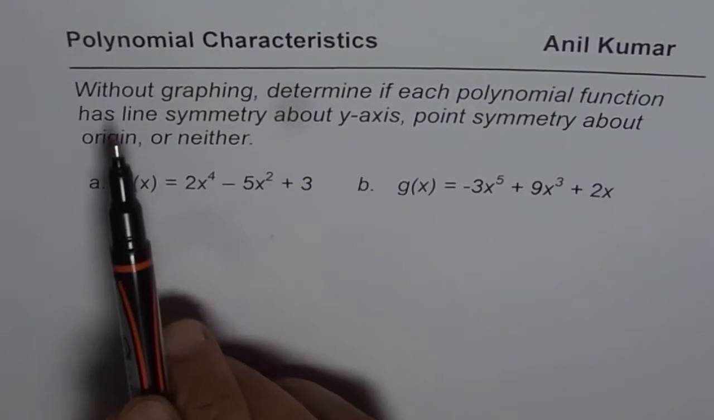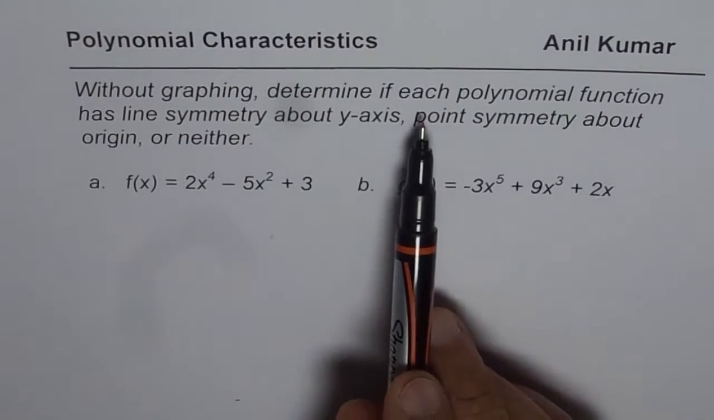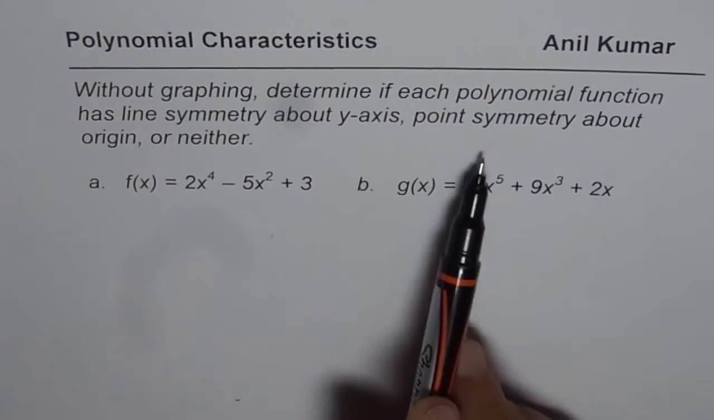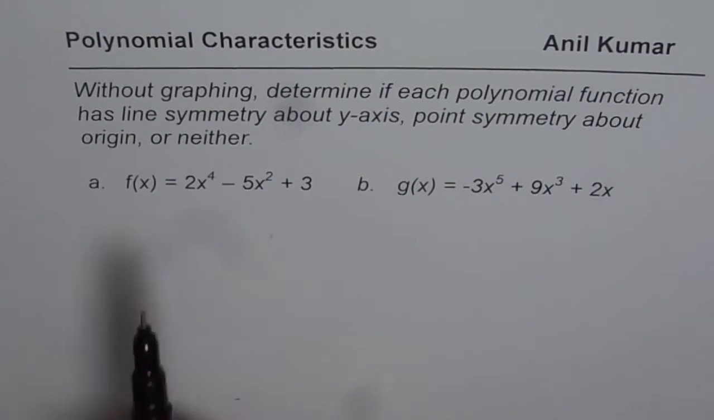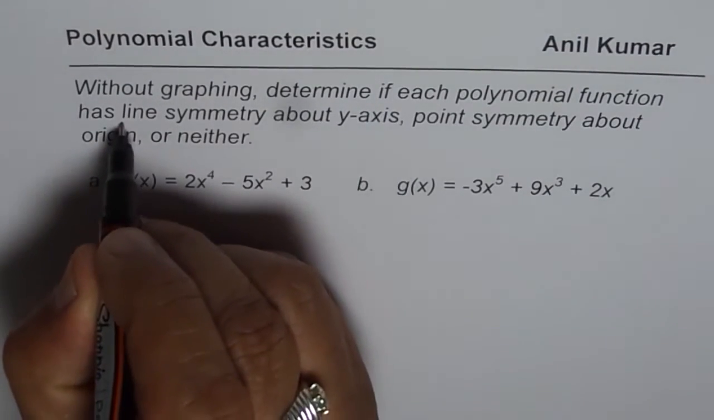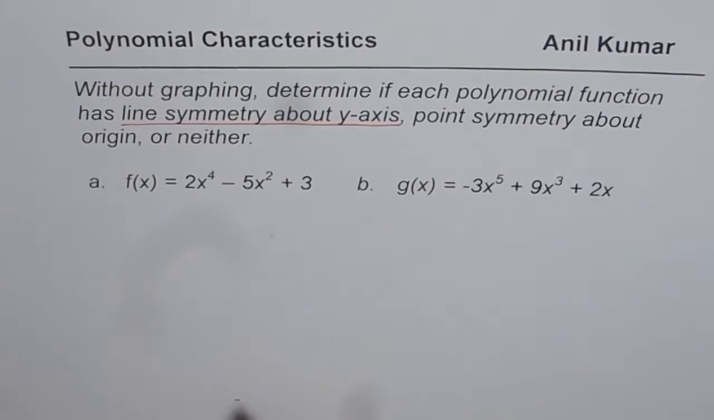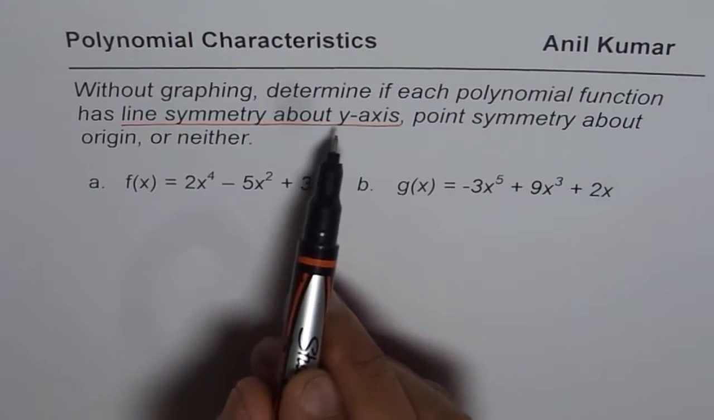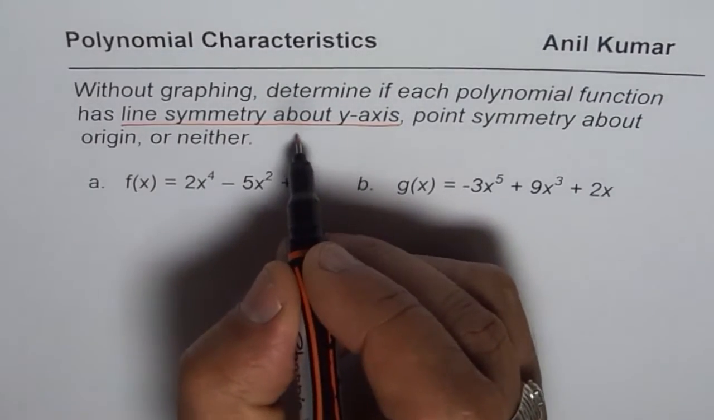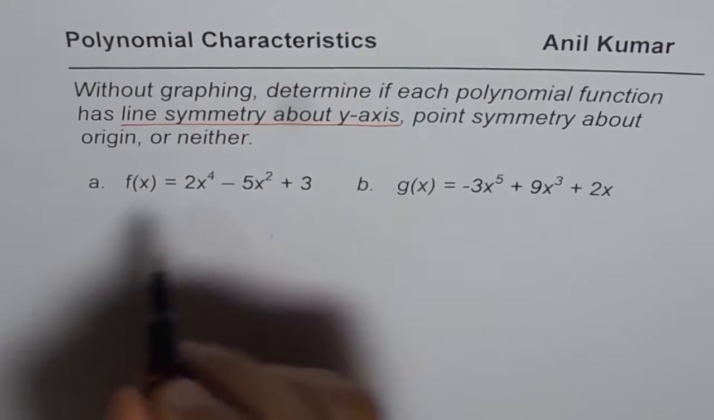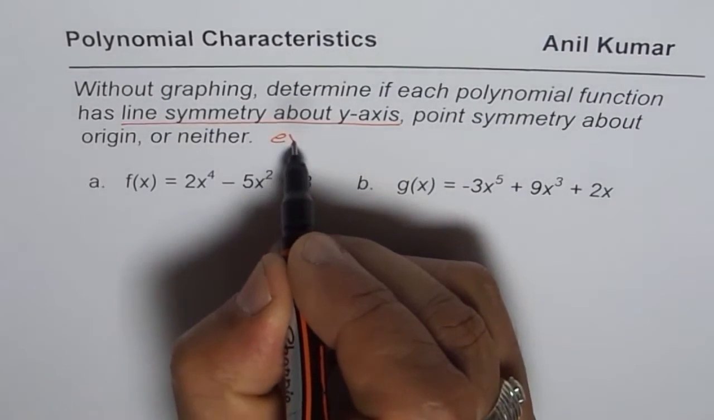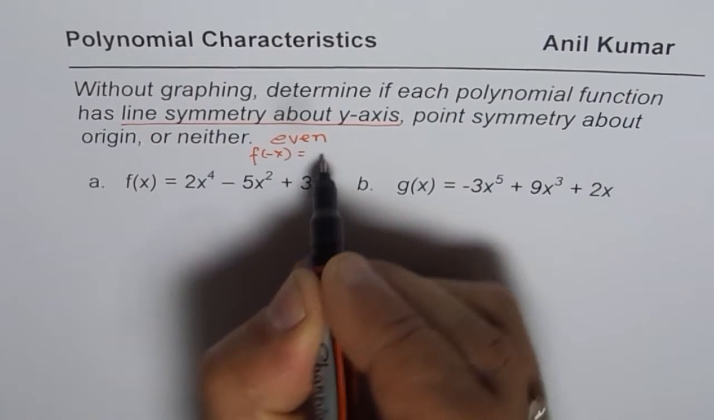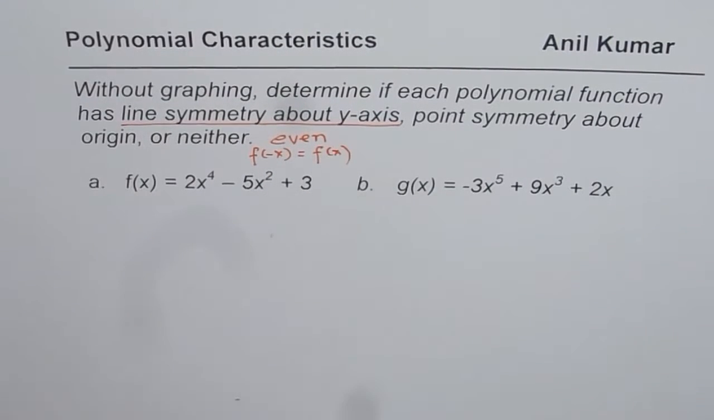It says, without graphing, determine if each polynomial function has a line symmetry about y-axis, point symmetry about origin, or neither. Let us understand what is line symmetry about y-axis. If a function has line symmetry about y-axis, it really means that the function is even, right? So this means even function, and that means that f of minus x should be same as f of x. That is what it means, correct?